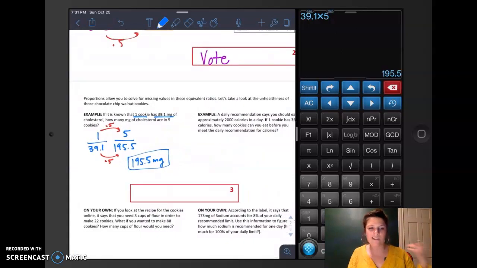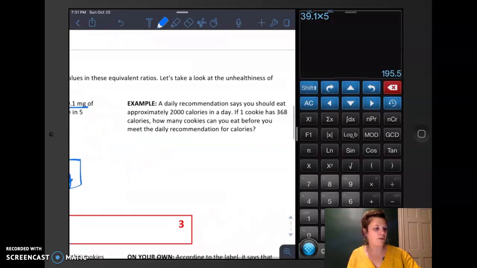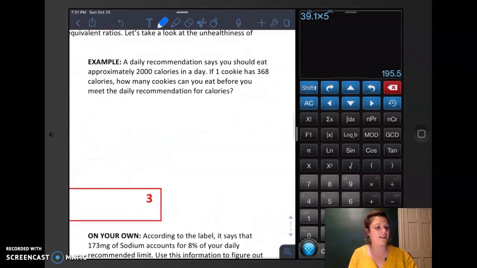Okay, so hopefully this is kind of tracking for you. Same idea, but just a different process, right? You have to figure out what you're multiplying by rather than getting to be a little creative and deciding.